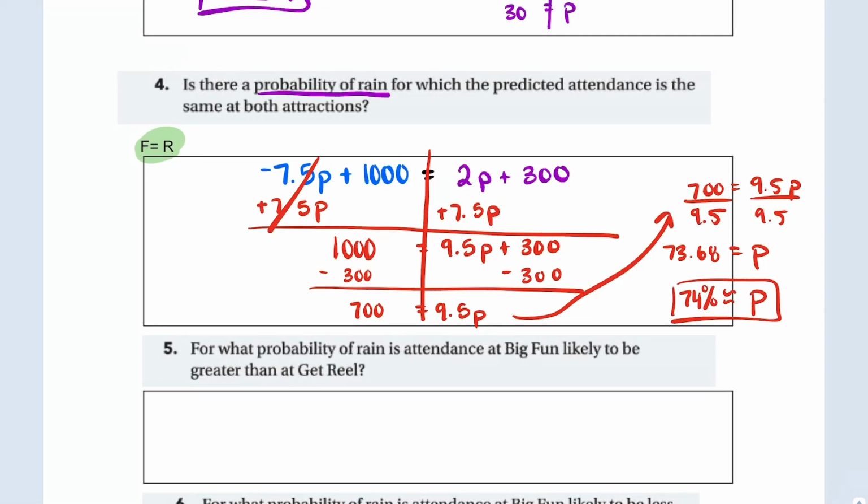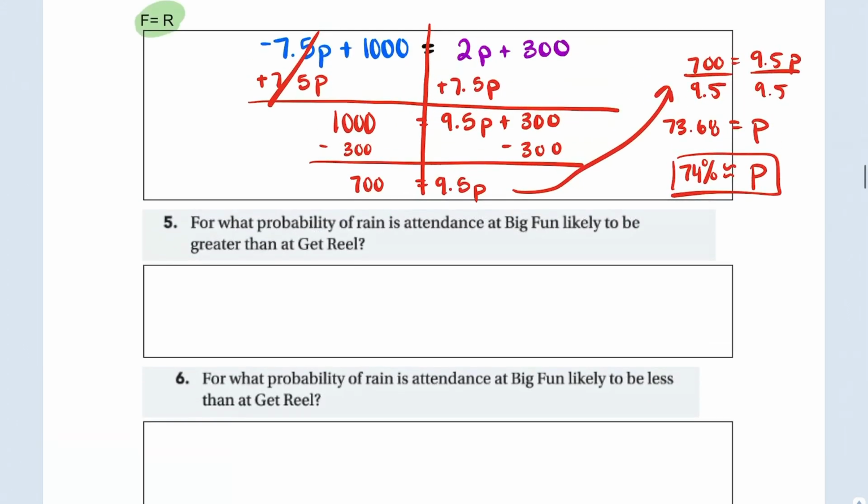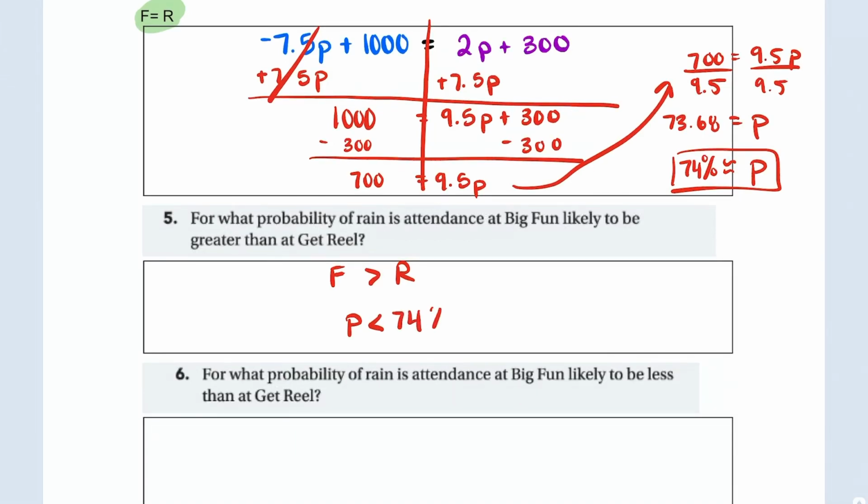Okay, so now we have these final two questions here. It says, for what probability of rain is attendance at Big Fun likely to be greater than at Get Real? So we want F to be greater than Get Real. Well, if we know that at approximately 74% they're equal to each other, when is Big Fun going to be greater? Well, hopefully you guys said when p is less than 74%.